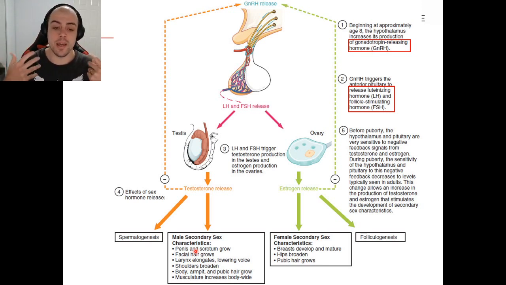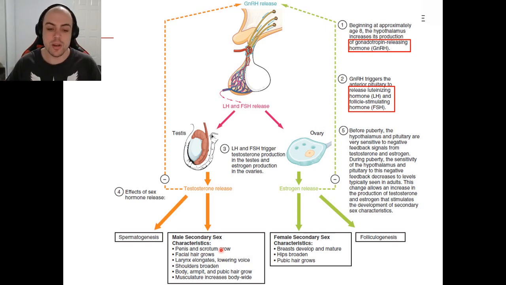These are things like penile growth, increased production of body hair in terms of thickness and density, the growth of facial hair, the elongation of the larynx, basically the voice dropping, increased muscle production, broadening of the chest and shoulders. This is what testosterone does.